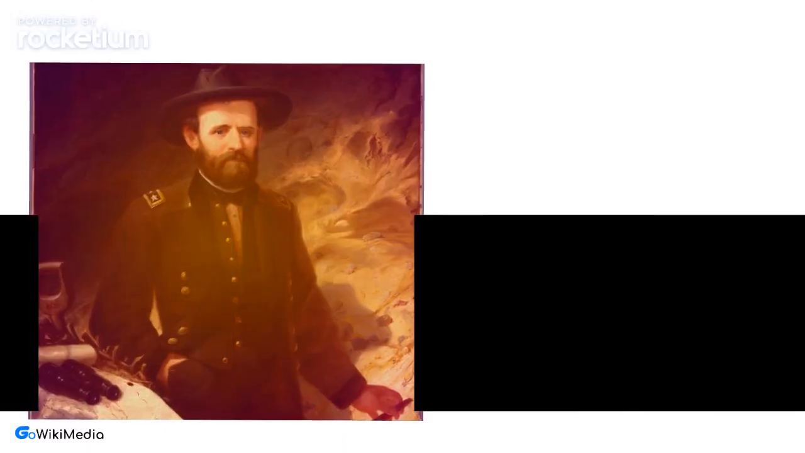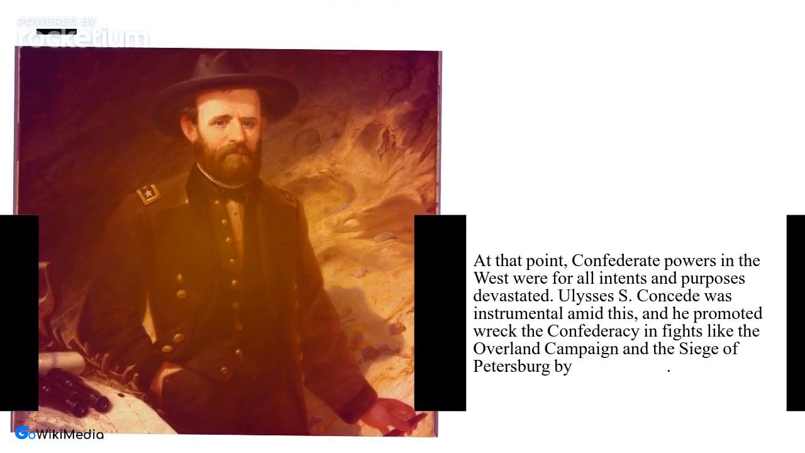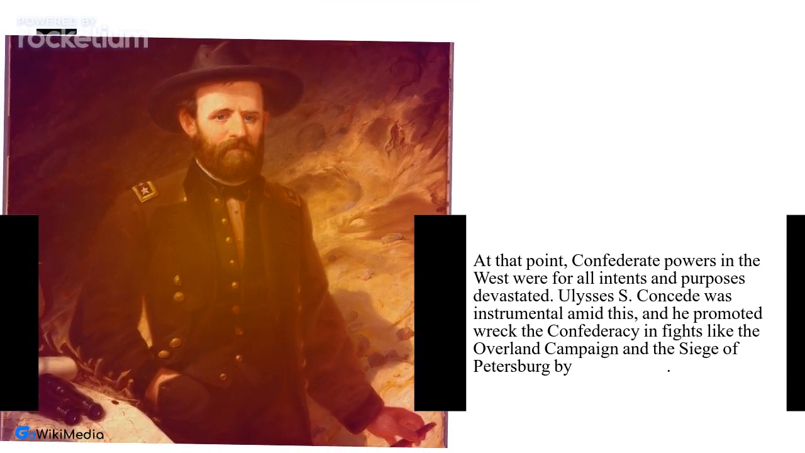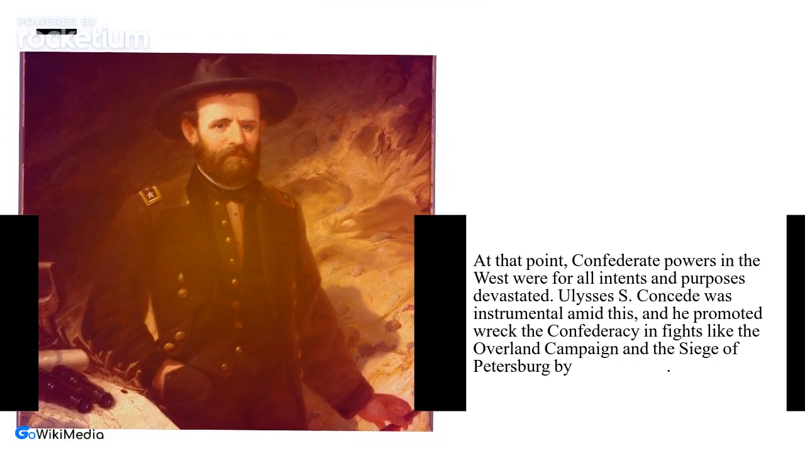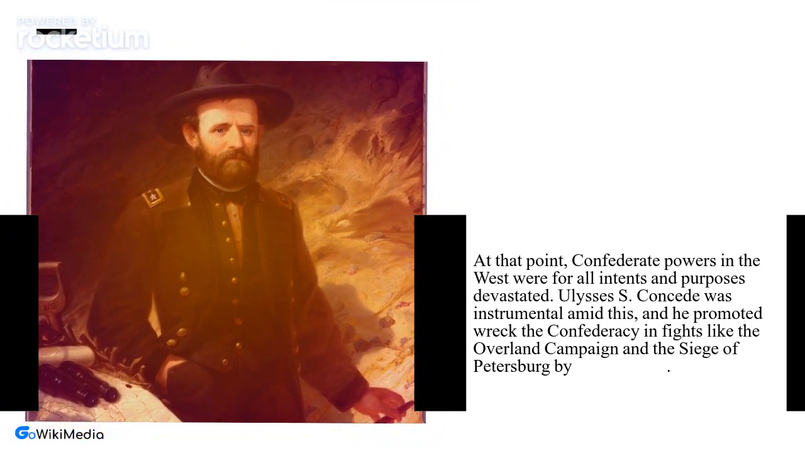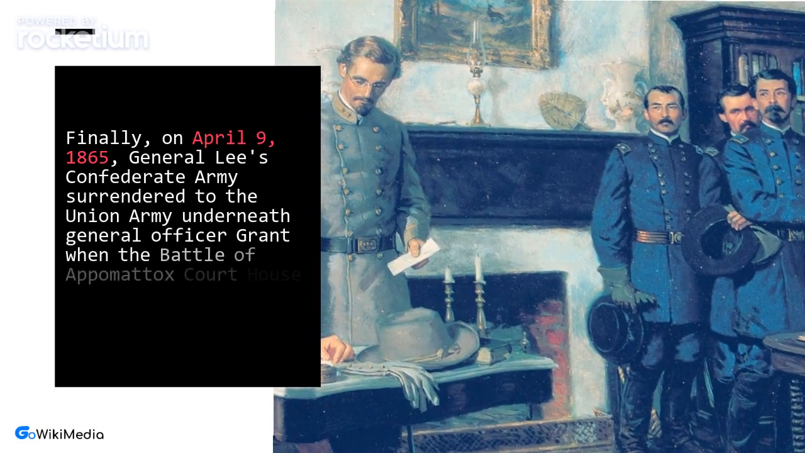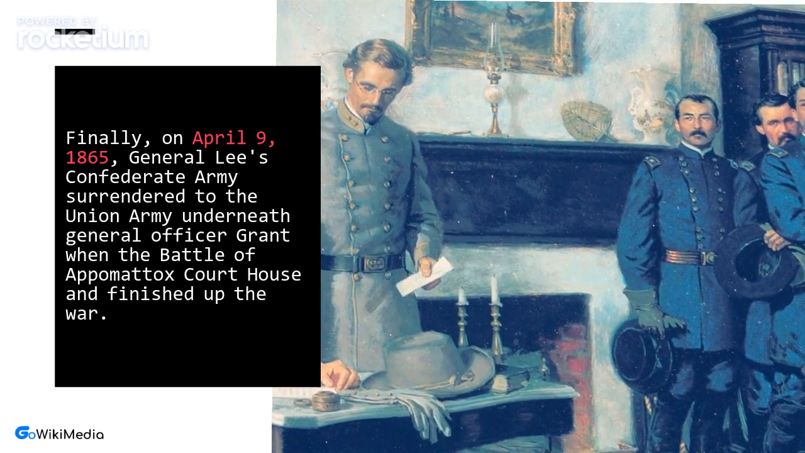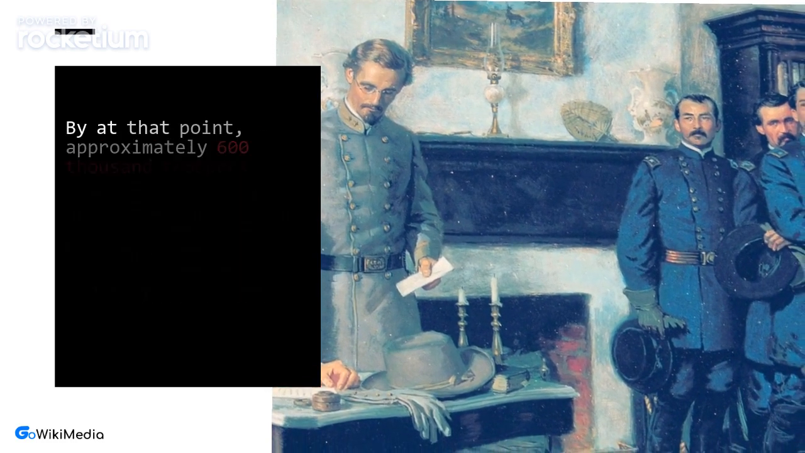At that point, Confederate powers in the West were for all intents and purposes devastated. Ulysses S. Grant was instrumental amid this, and he promoted the Confederacy in fights like the Overland Campaign and the Siege of Petersburg by 1864. Finally, on April 9, 1865, General Lee's Confederate Army surrendered to the Union Army underneath General Grant at the Battle of Appomattox Courthouse and finished up the war.